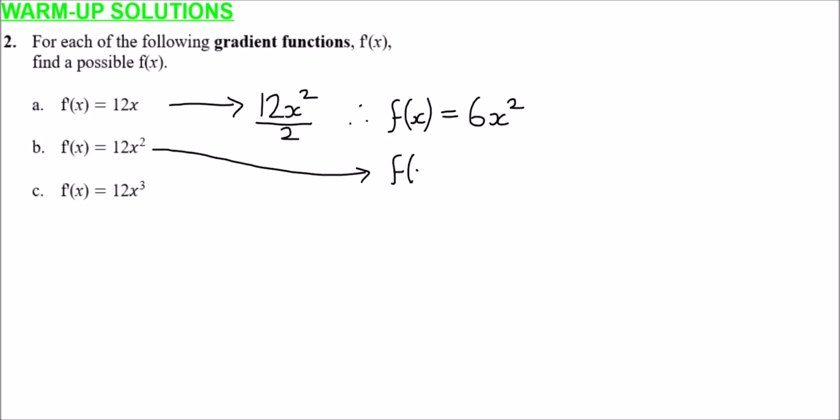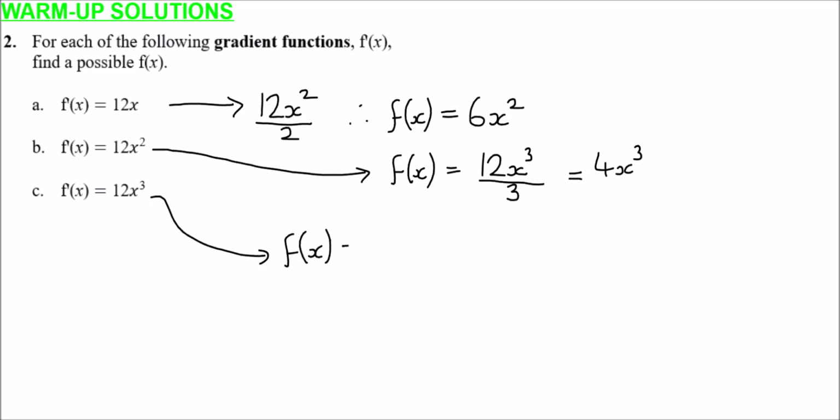Part B, same idea. f of x could be where we just take this derivative, increase the power of x by 1, so squared becomes cubed, and divide through by that new power, which would give us 4x cubed. And for part C, again, the same idea. f of x may have just been where we took this expression, increase the power of x by 1, so we have 12x to the 4, then divide through by 4, which would give us 3x to the power 4. So all we're doing here is undoing differentiation, applying the opposite steps. This is, in its simplest form, what integration is.